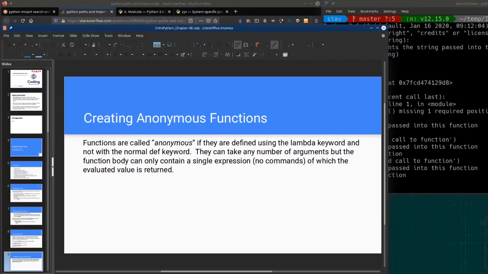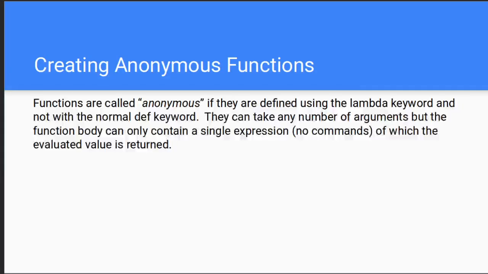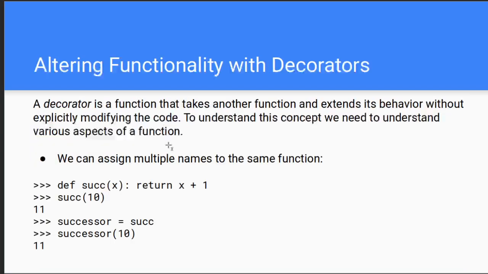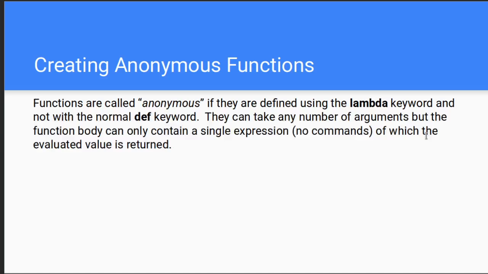So, creating anonymous functions. Functions are called anonymous if they are defined using the lambda keyword and not with the normal def keyword. They can take any number of arguments, but the function body can only contain a single expression of which the evaluated value is returned. Okay, so we looked at this before. We used lambda functions in expressions, chapter 5.